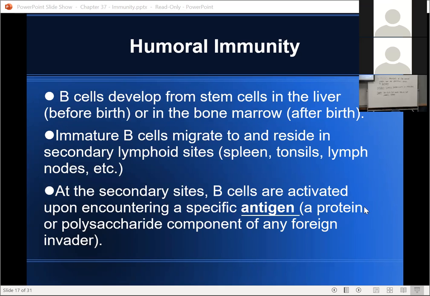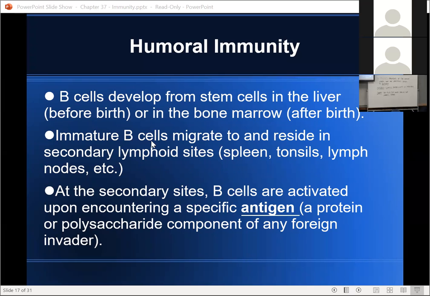Okay, I'm really not too concerned about teaching you guys about development of B cells. So don't worry too much about these first two bullet points. B cells develop from stem cells in the liver before birth or in bone marrow after birth. This first bullet point, don't worry too much about. Immature B cells migrate to and reside in secondary lymphoid organs: spleen, tonsils, lymph nodes, etc.